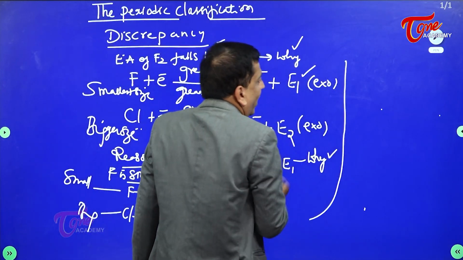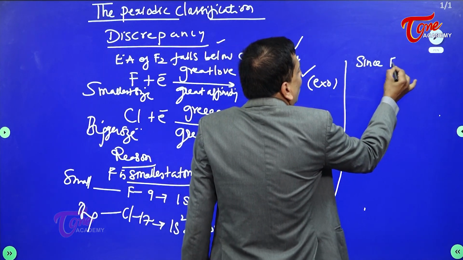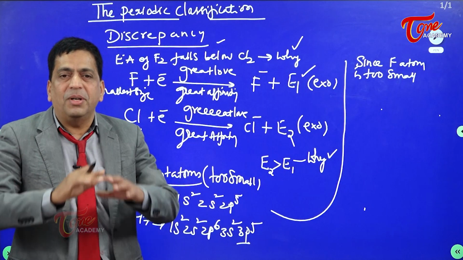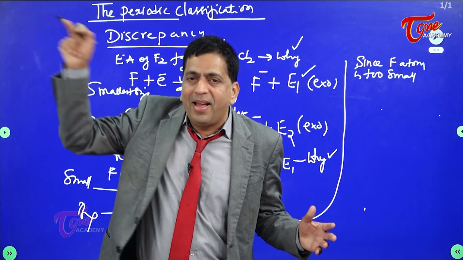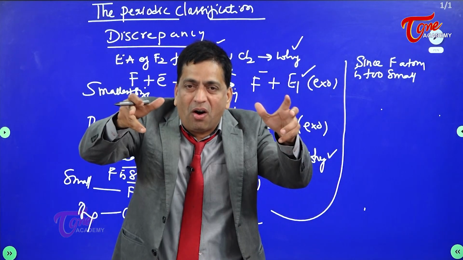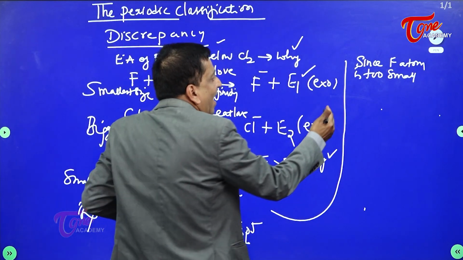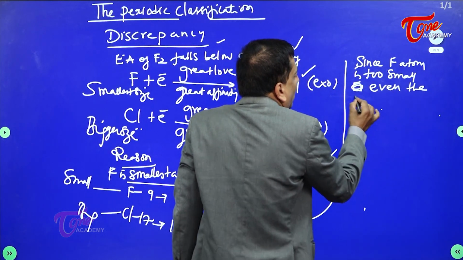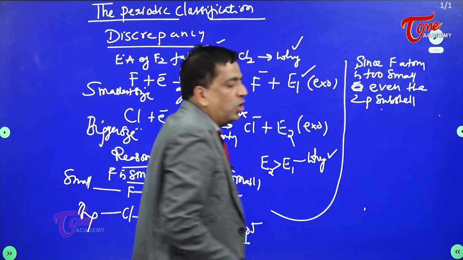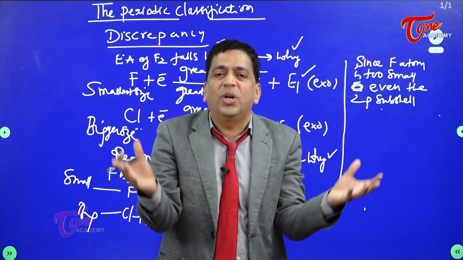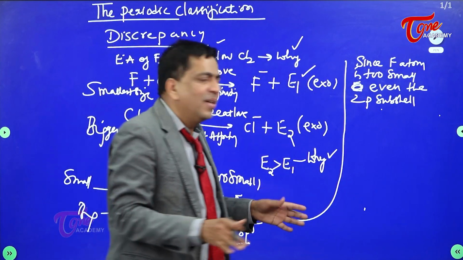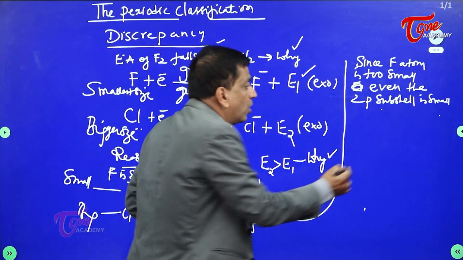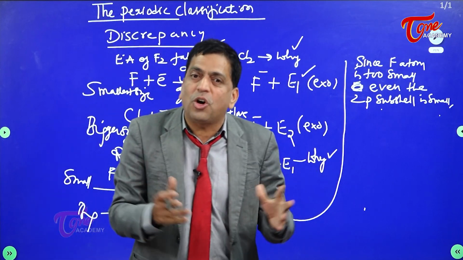Let's take the case of fluorine. Since the fluorine atom is too small as a whole, because it's placed at the extreme right top, then even the 2p subshell is small. The 2p subshell is also small.